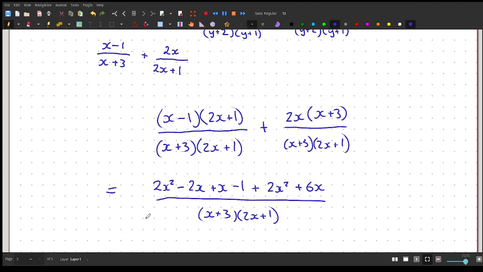And then let's simplify. 4x squared, so I've got 4x squared plus 5x minus 1. And I've got x plus 3, 2x plus 1. Okay, good.